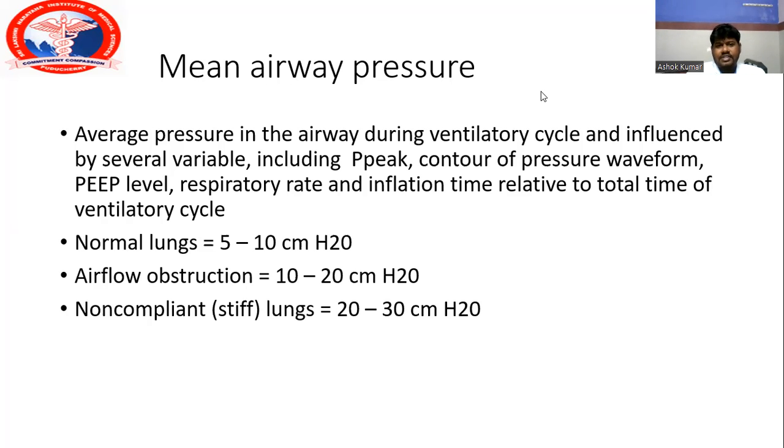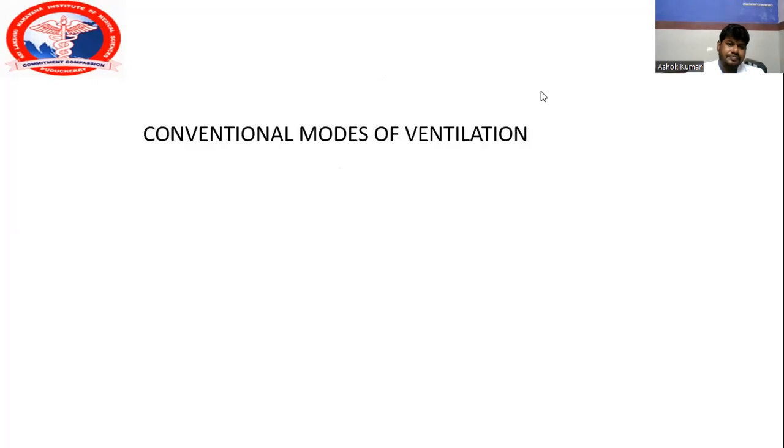The mean airway pressure is also an important parameter in ventilation. Mean airway pressure is the average pressure in the airway during the ventilatory cycle, influenced by several variables, mainly peak pressure, contour of pressure waveform, positive end expiratory pressure level, respiratory rate, and inflation time relative to the total time of the ventilatory cycle.